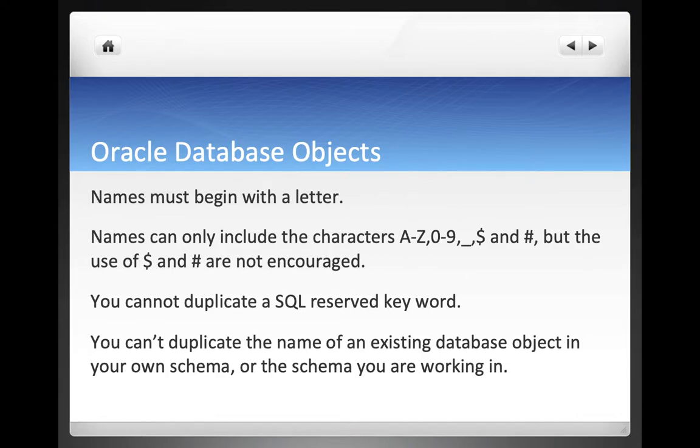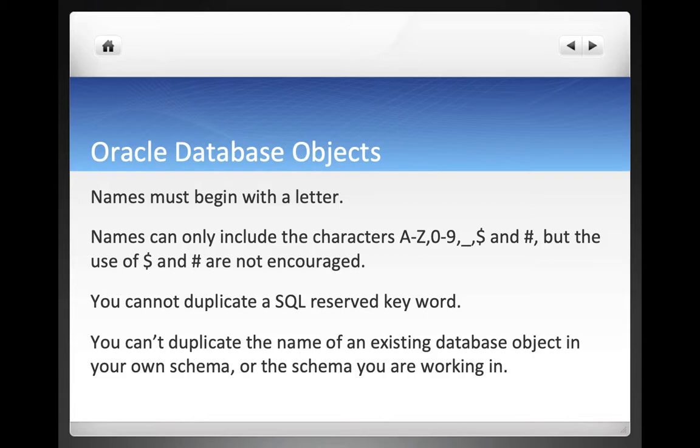Names must begin with a character. You can't begin with a number or a non-alphabetic character. Names can only include the characters A through Z, 0 through 9, the underscore symbol, the dollar sign, and the pound symbol, but the use of the dollar symbol and the pound symbol are not encouraged. You cannot duplicate a SQL reserved keyword, and you can't duplicate the name of an existing database object in your own schema or the schema you are working in.